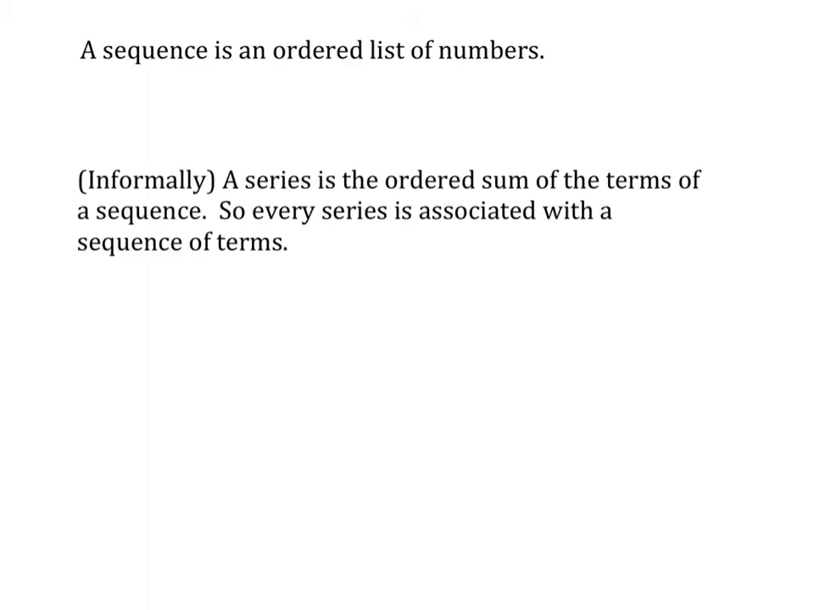In our previous video sequence, we talked about what sequences were, and now we're moving on to talking about something called series. So the idea here is that a sequence is simply an ordered list of numbers. We talked in the previous video that a sequence might be something like 1, 3, 5, 7, 9, right? Now in an informal sense, a series is just the ordered sum of the terms of a sequence.